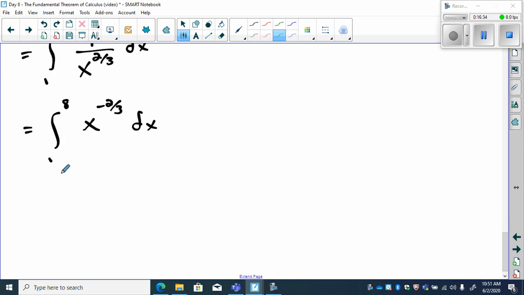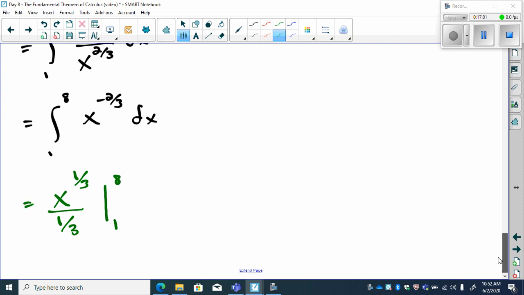Now is where I will find the antiderivative. So I'm going to add 1 to the exponent. It's going to be negative 2/3 plus 1, or negative 2/3 plus 3/3. That would give me 1/3. And I'm going to divide by that new exponent. So I'm going to divide by 1/3. And I'm evaluating from 1 to 8.